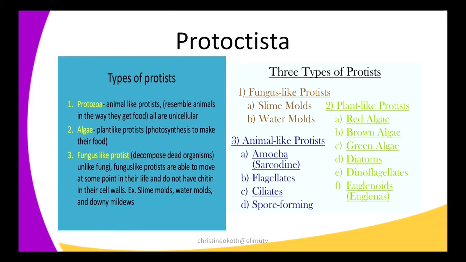So these are organisms, they decompose dead organisms. They are unlike fungi. Fungus-like protists are able to move at some point in their life, and they do not have the chitin in their cell walls. Chitin is the chemical which is found outside the organisms. Examples of these are the slime molds, the water molds, and the downy mildew. So an example of all these are the molds that are found within the environment.